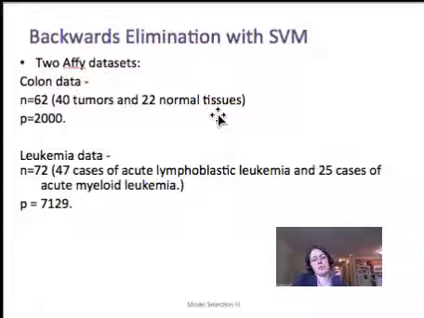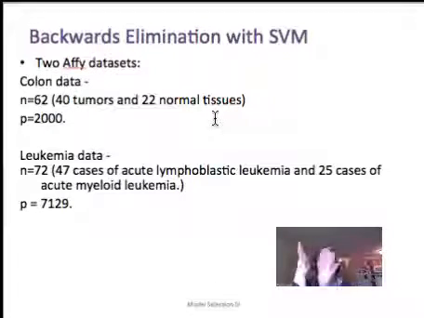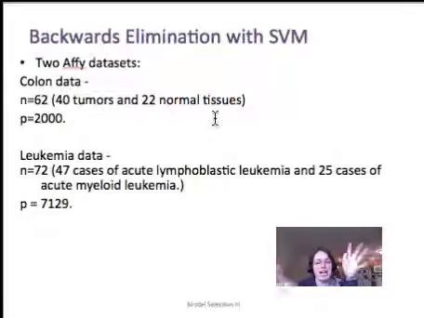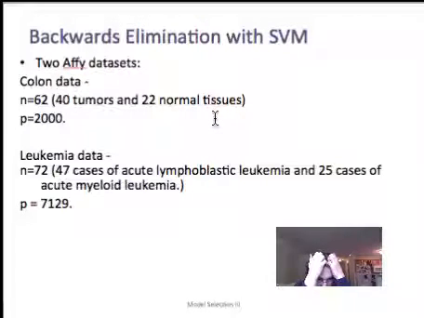Now, the two data sets they look at are really classic. There are two AFI data sets. AFI is the name of the company that makes the microarray chip. Colon data of 62 samples, 40 tumors and 22 normal tissues. It's also rare to have this perfect divide. We've been doing equally split dichotomous outcomes, and so this is rare. So we have more disease than we do normal controls, and we have 2,000 genes.